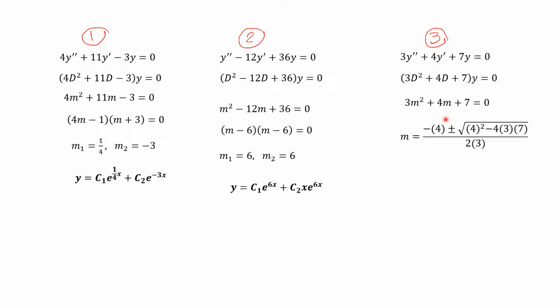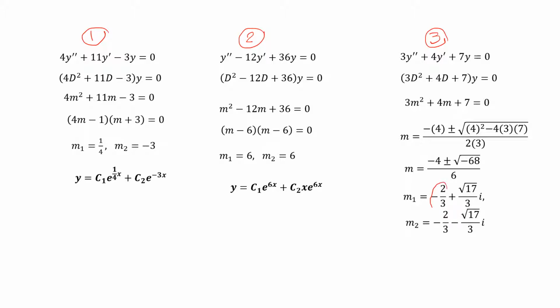Solve for m. Now you can use the quadratic formula. That's negative 4 plus or minus the square root of 4 squared minus 4 times 3 times 7, over 2 times 3. This simplifies to negative 4 plus or minus square root of negative 68 over 6. This is a square root of a negative number, so this is imaginary. This will now belong to case 3, where this is your real part, the negative 2/3.